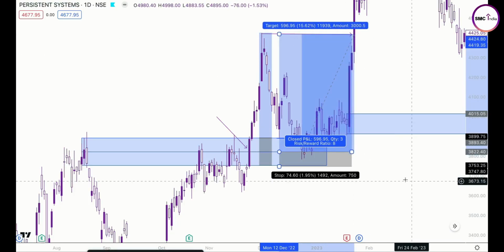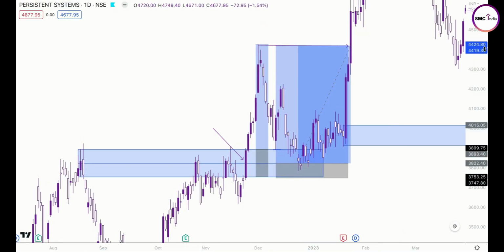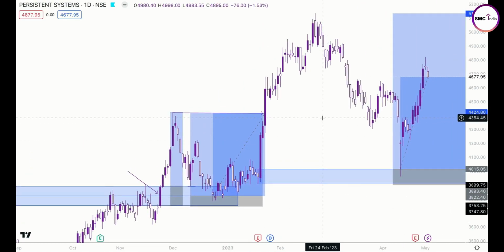And I see that this is a 1:3.8 risk-reward ratio trade. And these are the techniques which you use when you trade breaker blocks. So this is the end of the session. Now moving on to the next session.